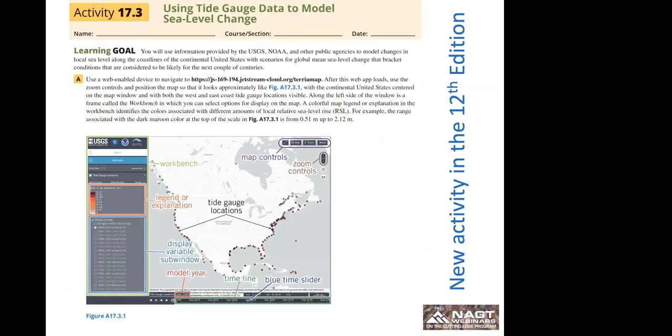The next activity utilizes an online app to investigate modeled changes in the local sea levels as measured by tide gauges operated by the USGS, NOAA, and other public agencies. These measure local variations in sea level due to regional subsidence or uplift.